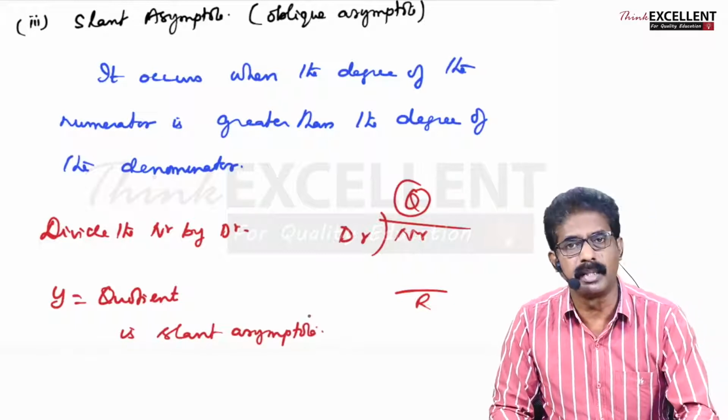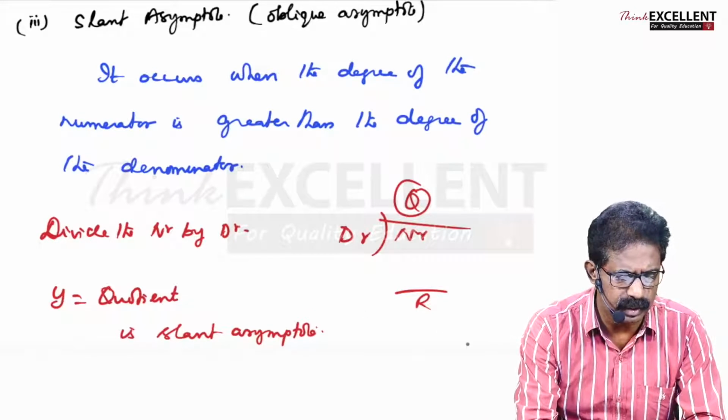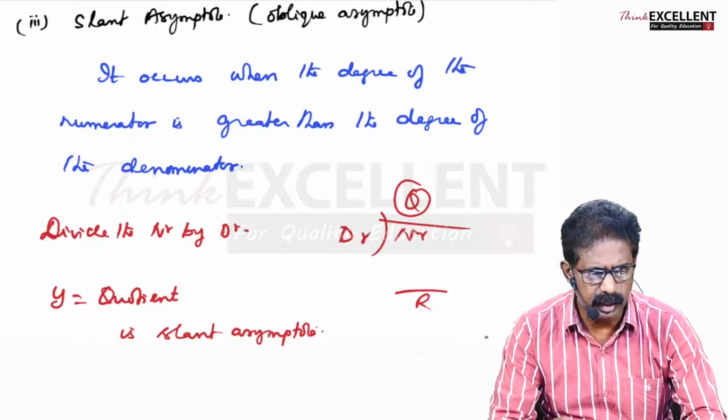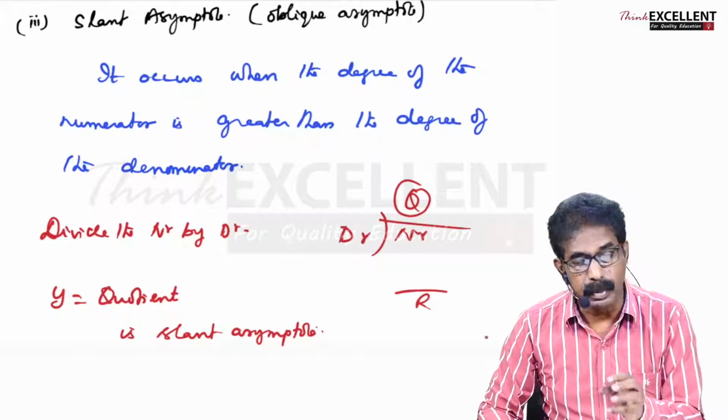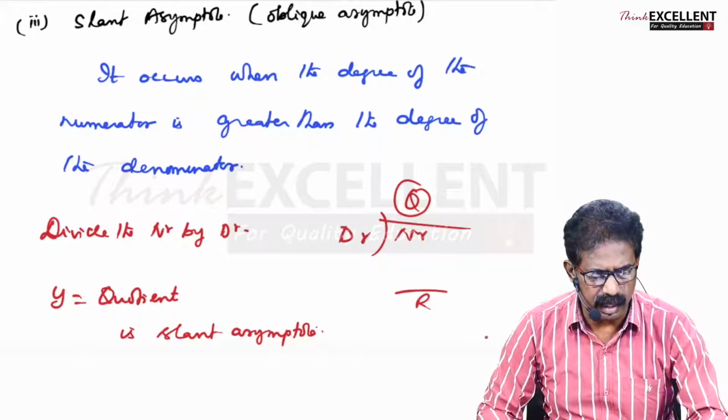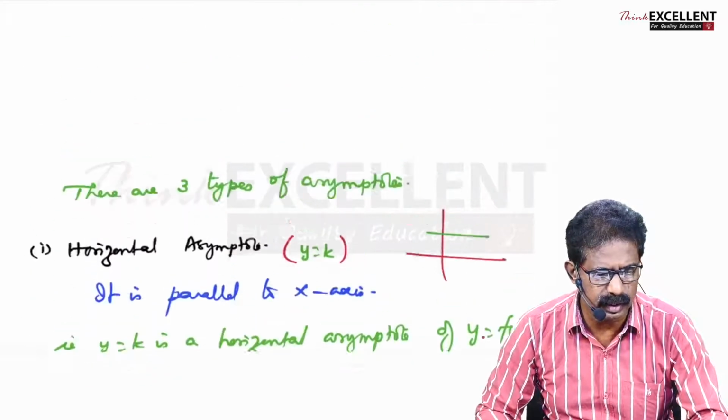Don't worry about the remainder. Whatever remainder you get, just leave it. So you take the quotient, equate y equal to that quotient. That may be a function of x, right? That is called slant asymptote. So these are the three asymptotes.